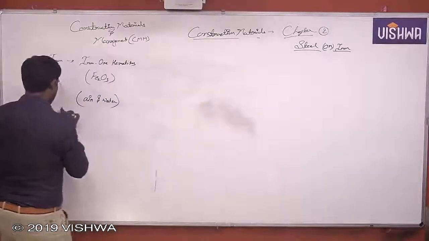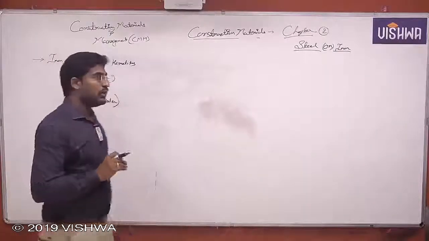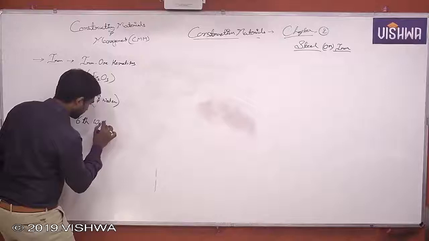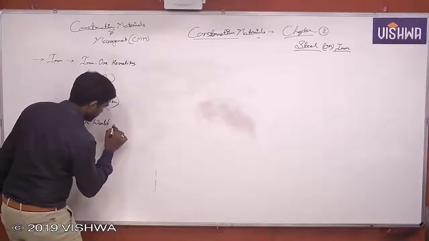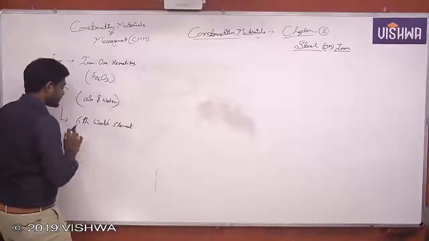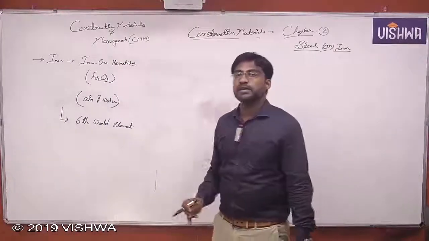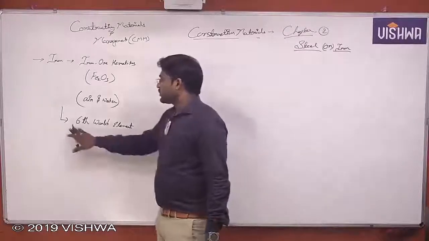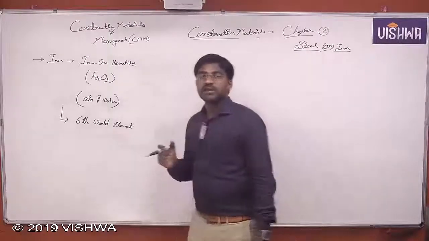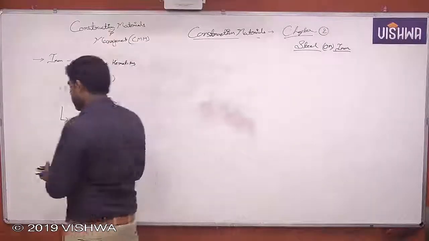But coming to it worldwide, from the GATE point of view, or any PSU point of view, iron is found as the sixth most abundant element in the world. There might be a question asked on this as a choice. So iron is the sixth most abundant element, and we have to concentrate somewhat on this.